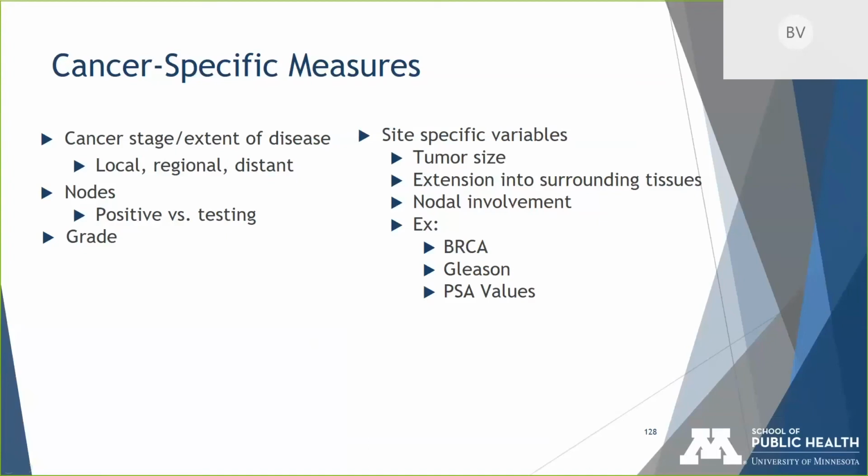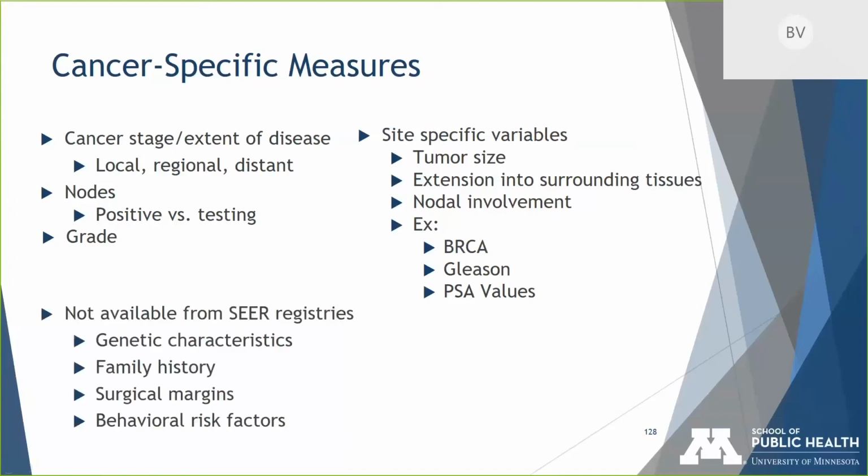You also have some other very specific information. So for prostate cancer, the Gleason score is akin to the grade, and that is reported for prostate cancer. You also get PSA blood testing values. For breast cancer and ovarian cancer, you have the BRCA information.